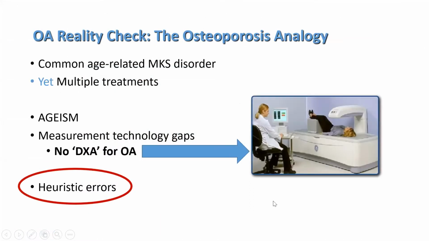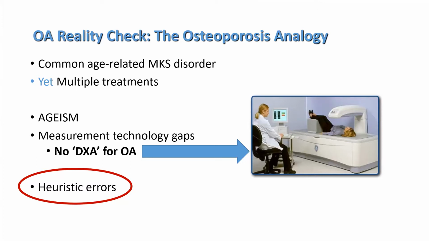This is a slide I often show to medical students. What's the problem with osteoarthritis? Why don't we have any treatments? We need a reality check here, and I use osteoporosis and other common age-related musculoskeletal disorders for which there are multiple treatments. And I think part of this has been biases, ageism, agnosia to the problem. But importantly, there's a major technology gap.